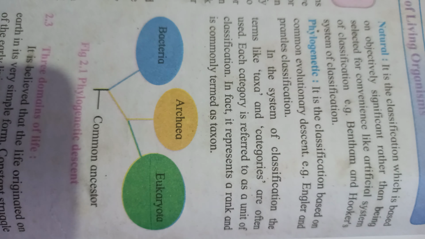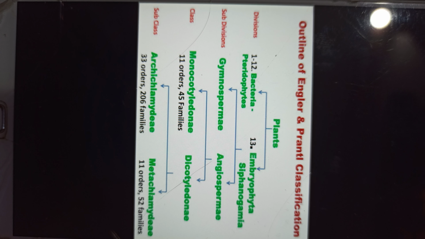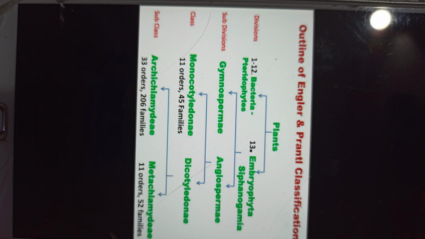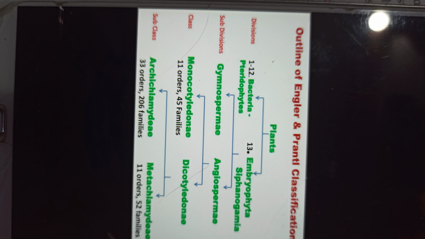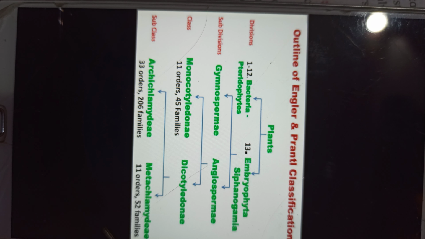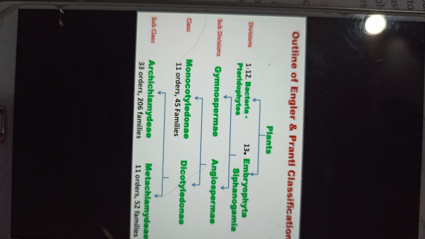So if you look at the Engler and Prantl classification, what is it? Adolf Engler, whose lifespan was from 1844 to 1930, and Karl Prantl, 1849 to 1893. If you look at the outline of the Engler and Prantl classification, in this phylogenetic system, terms like taxa and categories are often used.